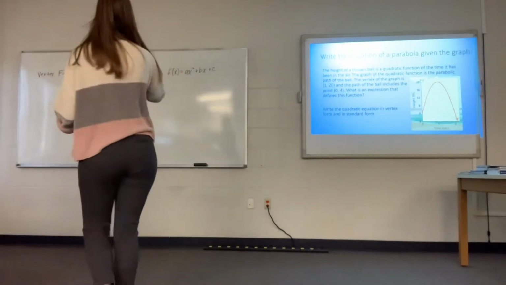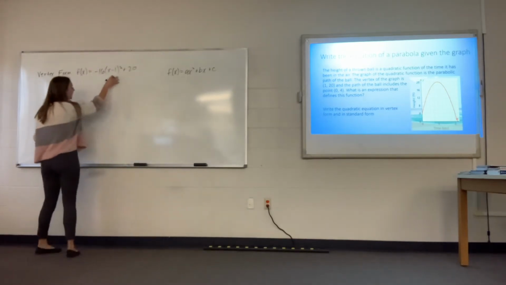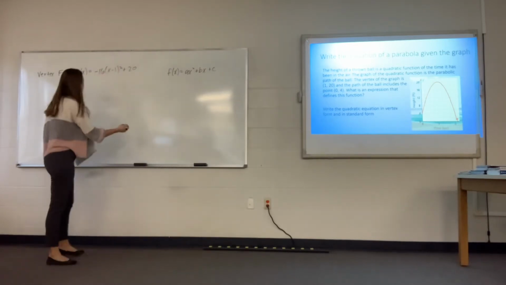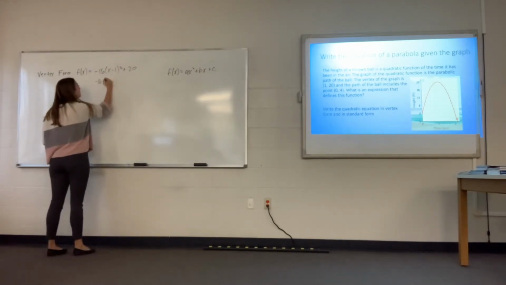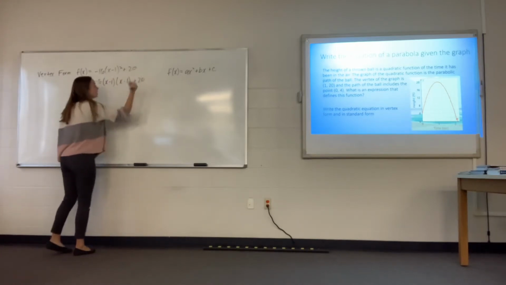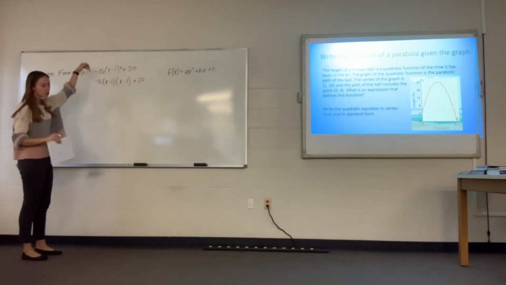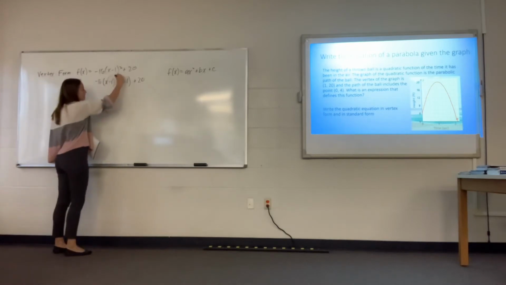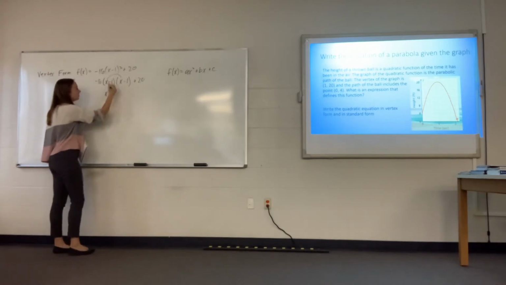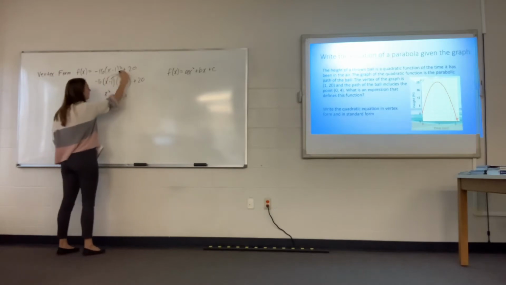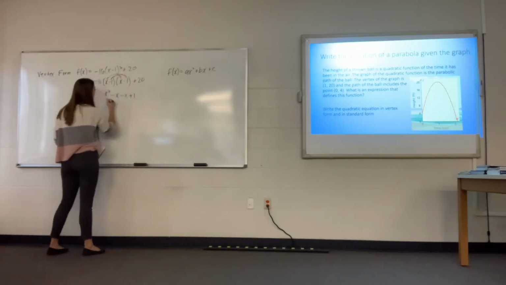Okay, so to go from there to there, what I'm going to do is this: x minus 1 squared just means I have two quantities of x minus 1. So I would have negative 16 times (x minus 1) times (x minus 1), and then I still have that plus 20. So what I want to do from here is FOIL this together. I would take my x times my x, so I'd have x squared, and then negative 1 times x, which is negative x, and then x times negative 1, which is also negative x, and negative 1 times negative 1, which is positive 1.